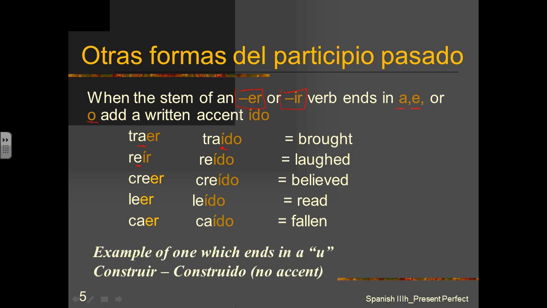So here's one that ends in U. If it ends in U or I, then you do not add an accent mark. Okay, here you have two weak vowels together, so it makes one sound. Okay, so one sound doesn't overpower the other one. So you can think of construir, incluir, seguir, conseguir, ones like that.